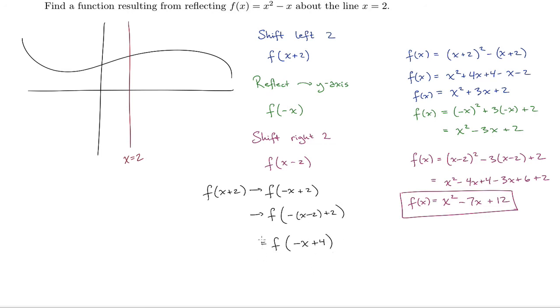And notice, if we were to actually plug that in right here, that is equal to negative x plus 4 squared minus x plus negative x plus 4, which if we actually multiply out is x squared minus 8x plus 16 plus x minus 4, which is the function that we got, x squared minus 7x plus 12.